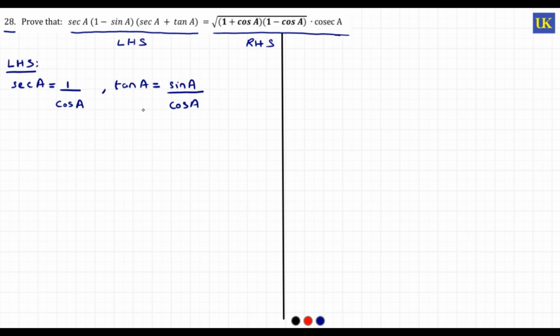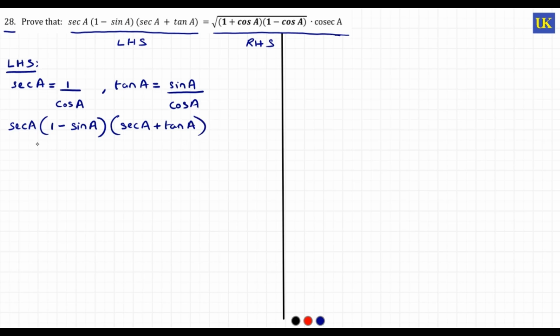Now we will use these formulas in this left hand side equation. First of all I will write the equation that is given. So sec a into 1 minus sin a into sec a plus tan.